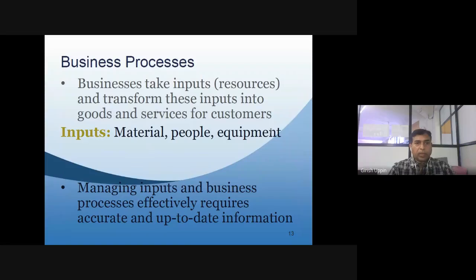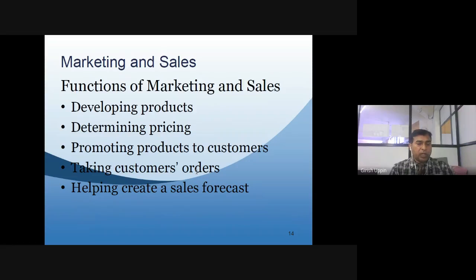Okay. A business process takes inputs, resources, and transforms these inputs into goods and services for the customer. Examples of inputs are material, people, equipment. Managing inputs and business processes effectively requires accurate and up-to-date information. We know that whenever you want to manage the business, at every minute you should have accurate and current information, which is very crucial for the business. That can be achieved by having integrated data using the ERP system.